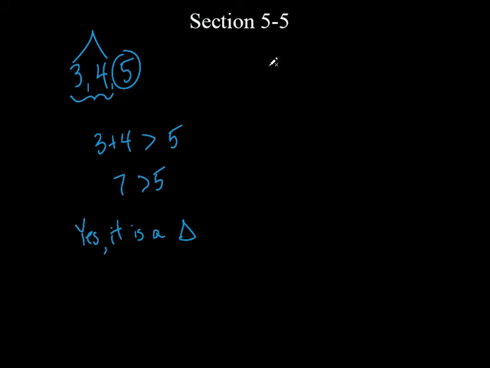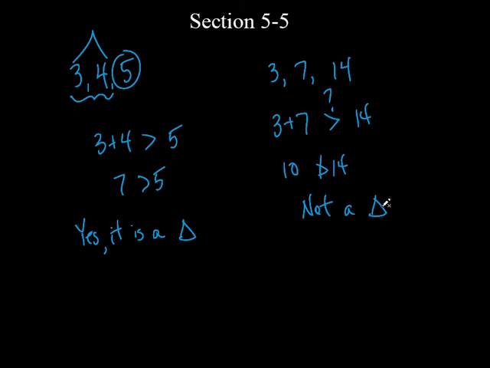What if you had this? What if you had 3, 7, and 14? Can you have a triangle with sides 3, 7, and 14? No, you can't. Why not? Because watch, 3 plus 7 has to be greater than 14, but is it? I'll put a question mark right there. No, it's not. 10 is not greater than 14, so that is what? It's not a triangle. All right, so you just say it's not a triangle. That's all there is to it. It's pretty easy, isn't it? Almost. Not quite.